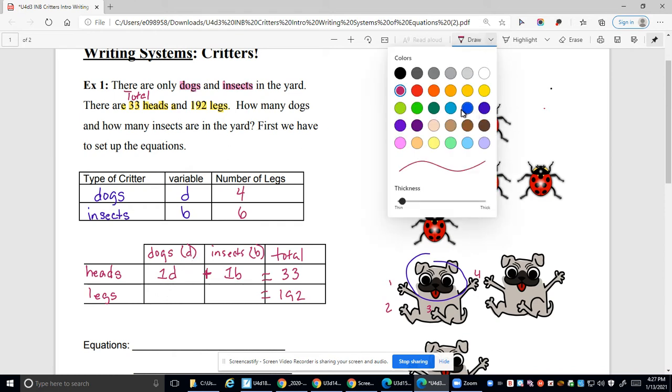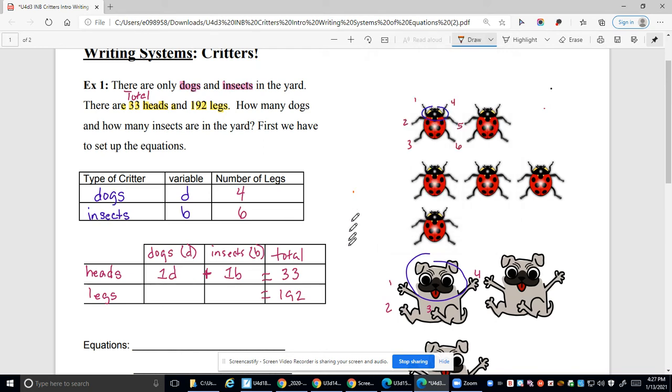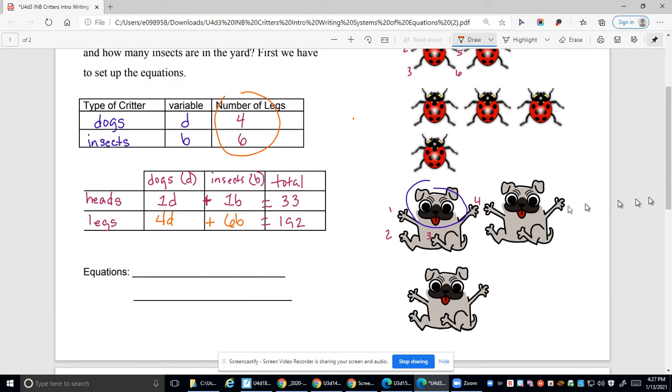Where we're talking about legs. I want you to think about what number is going to go in front of D. When we look at legs, we're focused on legs, and I'm going to do the dog, so that's 4 legs per dog, 4D, plus, you got it, 6B. Good. Okay.